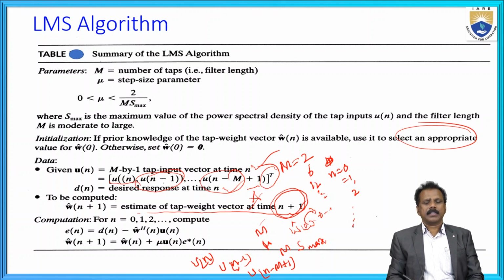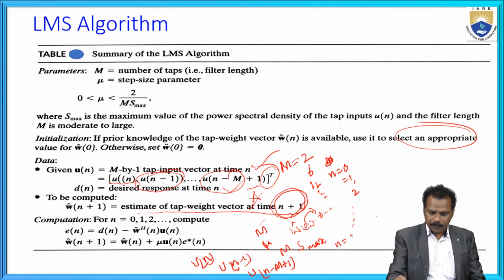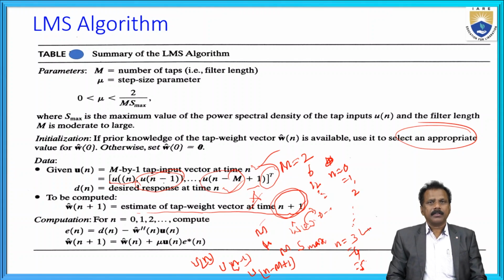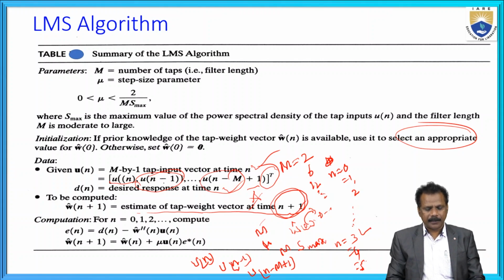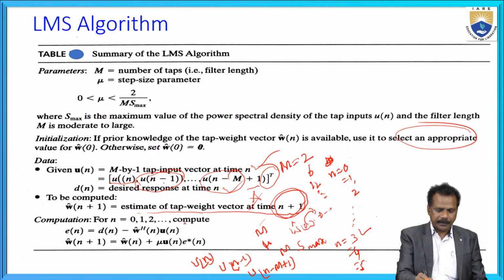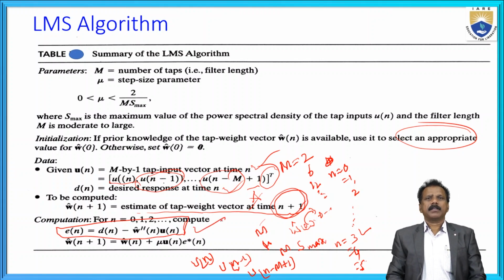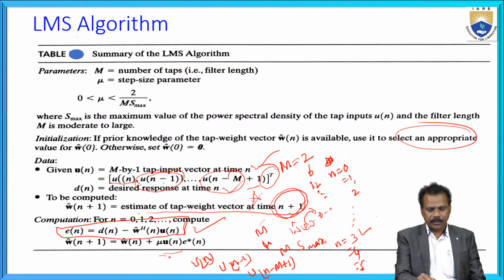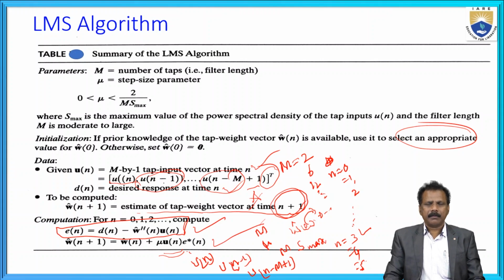Compute this for n equal to 3, 4, 5 and so on, where e of n is equal to d of n minus w cap of h of n and u of n. Whatever your idea, based on that idea, this is the summary of the LMS algorithm: w cap of n plus 1 is equal to w cap of n plus mu times u of n times e of n.